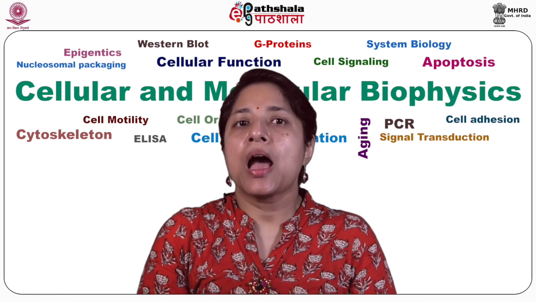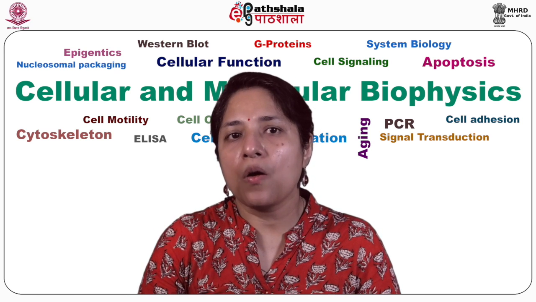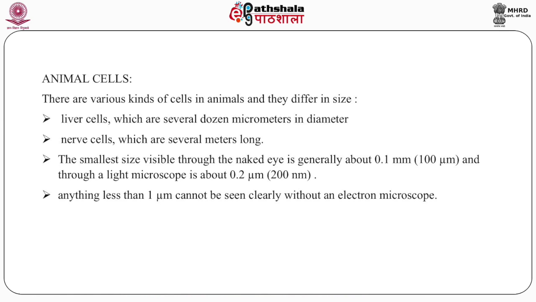Both animals and plants have different types of cells depending on their functions. Animal cells have various kinds of cells, and they differ in size. Like liver cells, which are several dozen micrometers in diameter. Nerve cells, which are several meters long. The smallest size visible to the naked eye is generally about 0.1 millimeter, and through a light microscope it's about 200 nanometers. Anything less than that cannot be seen clearly without an electron microscope.